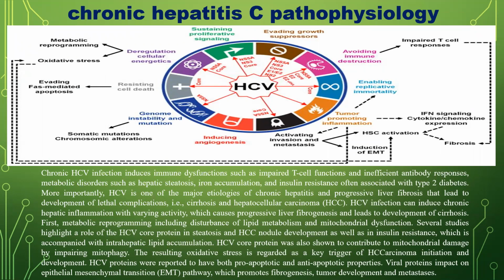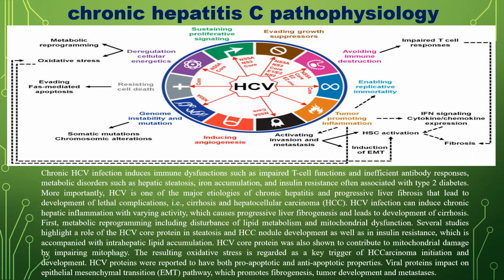Chronic hepatitis C infection induces immune dysfunction such as impaired T cell function and inefficient antibody responses, and metabolic disorders such as hepatic steatosis, iron accumulation, and insulin resistance, often associated with type 2 diabetes. More importantly, hepatitis C virus is one of the major etiologies of chronic hepatitis and progressive liver fibrosis that lead to development of lethal complications such as cirrhosis or hepatocellular carcinoma.